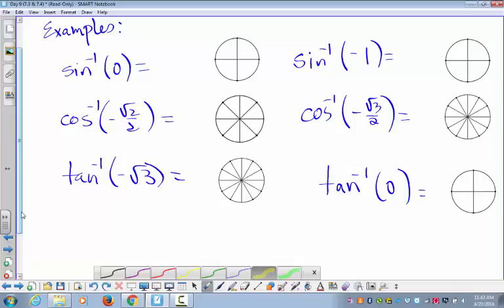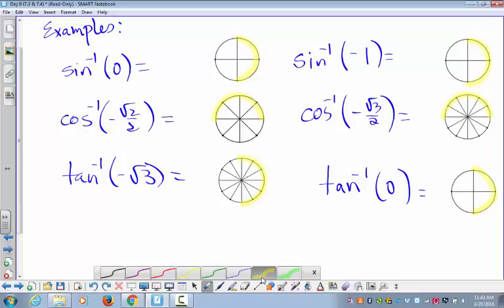All right. Let's go through. First, let's just identify where the angle would live. So inverse sine, right or top? Right. Inverse cosine, right or top? Top. Inverse tangent, right. Inverse sine, right. So that's the first step: angle on top or on right.